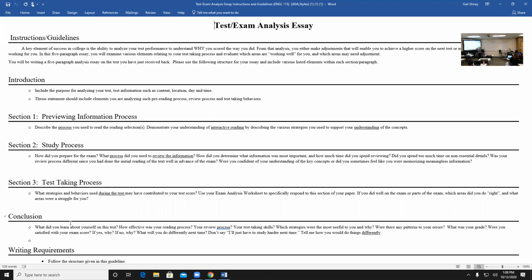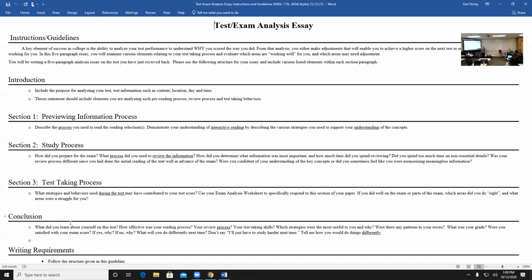Finally, now you come to a conclusion. Your paragraph on your conclusion. What did you learn about yourself in this test? How effective was your reading process, your study process, and your test taking process? So you're giving me an evaluation on each one. Which strategies were useful to you and why? What did you find beneficial? What did you use? How?